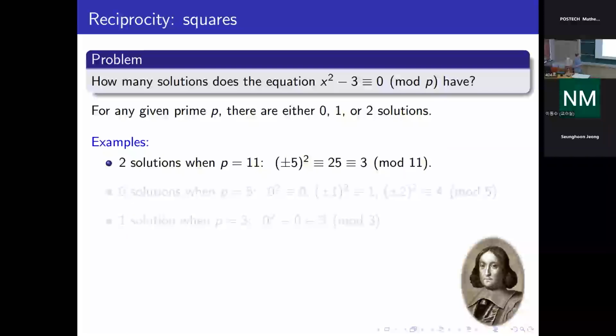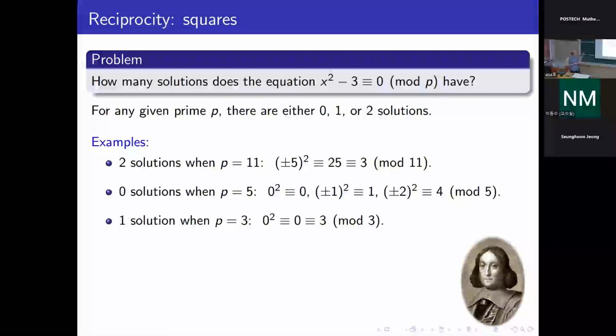So let me give examples. Modulo 11, we can see that there are 2 solutions because 5 squared is 3 modulo 11, has remainder 3 when we divide it by 11. And same for negative 5 then. But for other prime numbers, we get 0 solutions. For example, for 5, we can just try all the numbers modulo 5, square them, and we see we never get 3. And then an exceptional situation happens when we take the prime 3. There's precisely 1 solution because 3 is 0. Plus or minus 0 is 0.